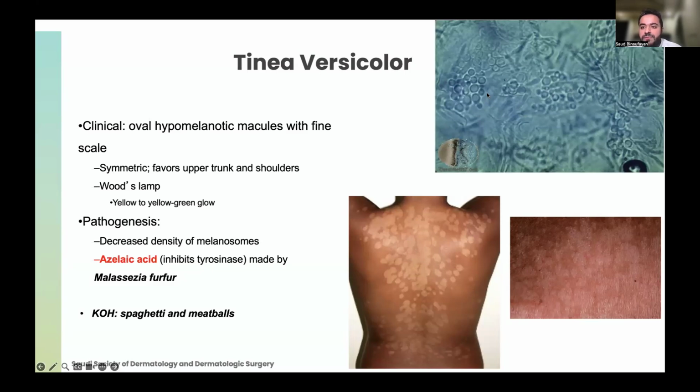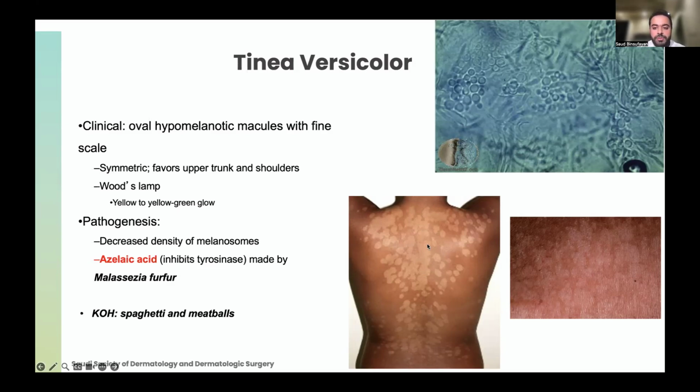Malassezia furfur, when it affects the skin, produces azelaic acid. Azelaic acid inhibits tyrosinase. Tyrosinase is an enzyme involved in melanin production. Whenever we inhibit it, the melanin production will be less, and this is why the hypopigmentation happens. Tinea versicolor can also present with hyperpigmentation as well. So it can have either hypo or hyperpigmentation.